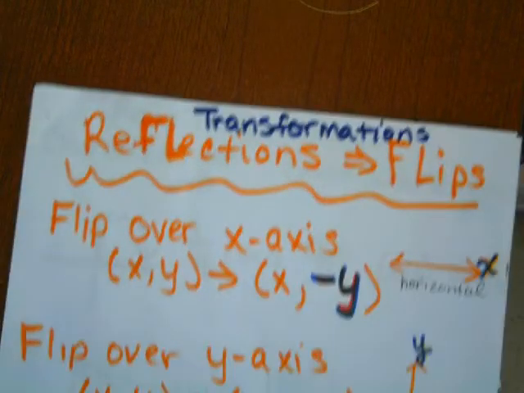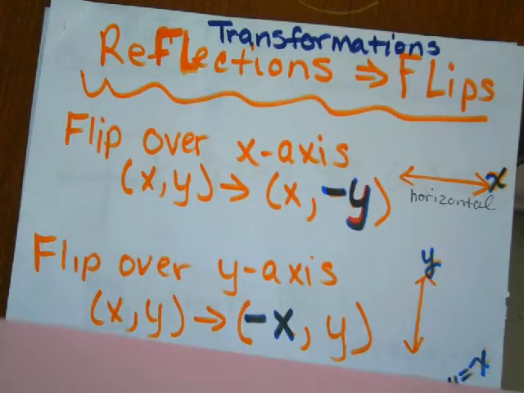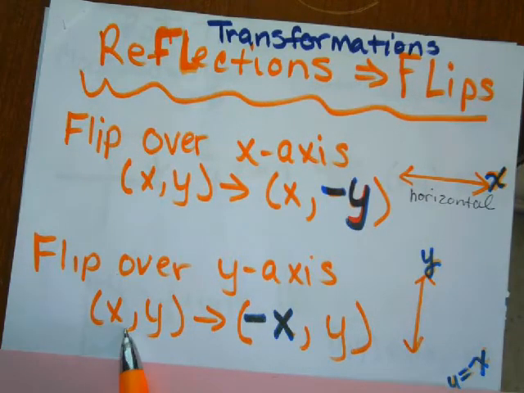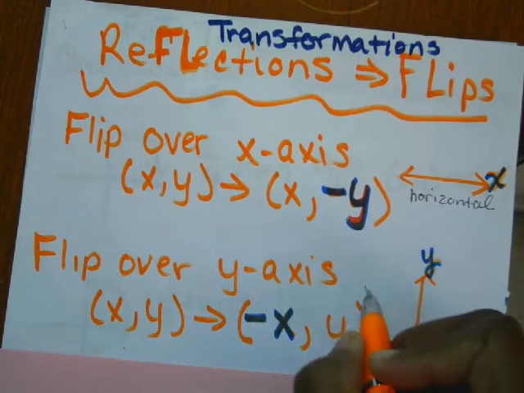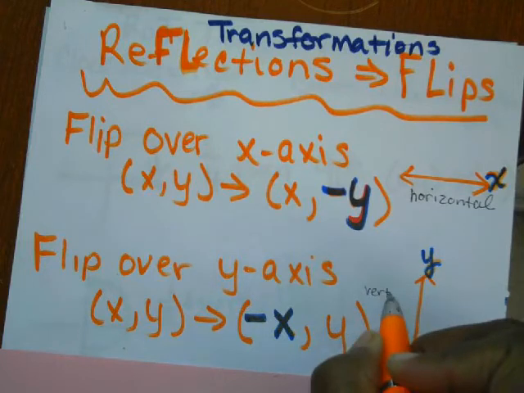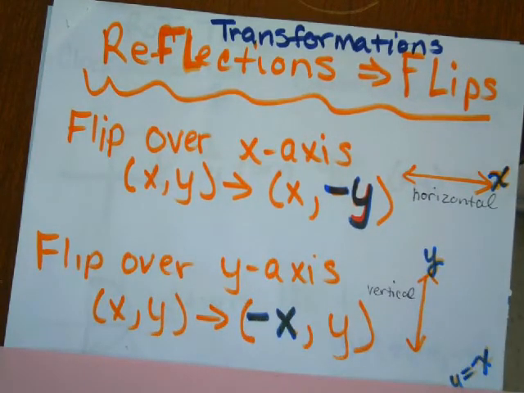If we flip a figure across the y-axis, this is our original set of points. On our new set of points, we'll take the opposite of x. Remember, if our original is negative, the opposite of negative is positive, so the new coordinate would be positive. If our original coordinate is positive, then our new coordinate would be negative. And remember, this is flipping across the y-axis, which is a vertical line. Okay?